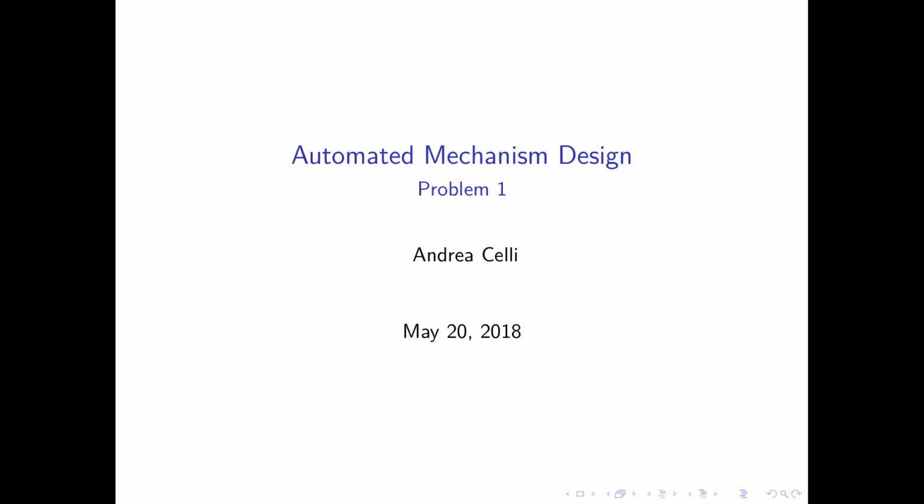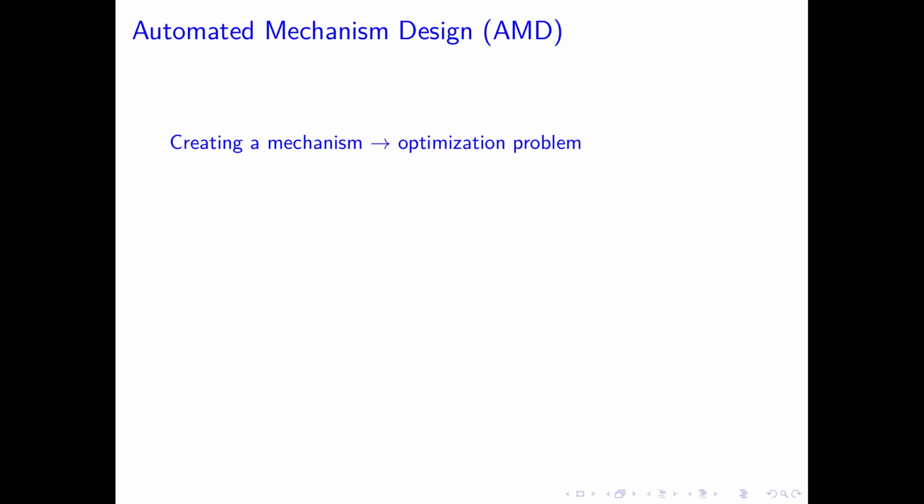In this lecture, we are going to talk about automated mechanism design. First, I want to give a brief overview of what automated mechanism design is and why it is a useful paradigm. The basic idea behind automated mechanism design, or AMD, is that you can see the problem of finding a mechanism for a specific scenario as an optimization problem.